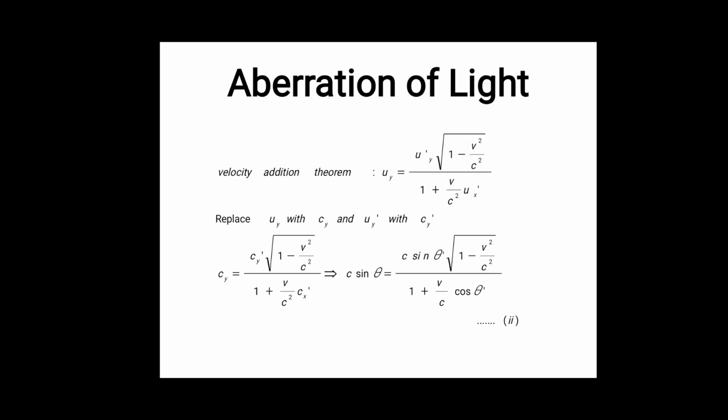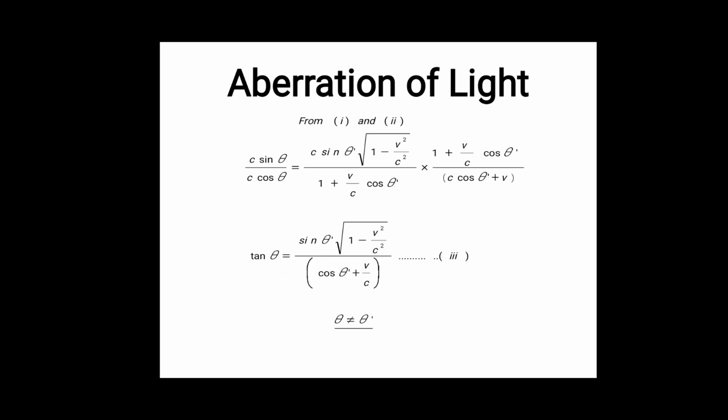Similarly, according to the velocity addition theorem for y components, we can write uy equal to uy dash multiplied with the root of 1 minus v square upon c square, whole divided by 1 plus v upon c square ux dash. Replace uy with cy and uy dash with cy dash, put the values of cy and cy dash, and obtain the equation for c sin theta.